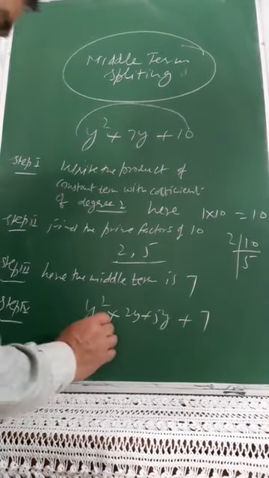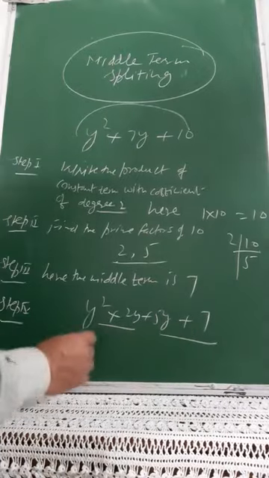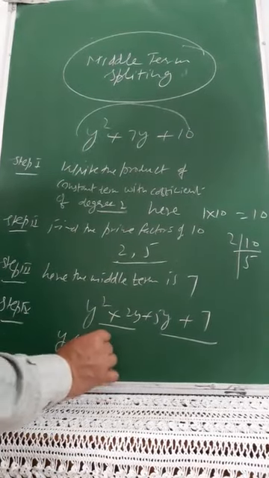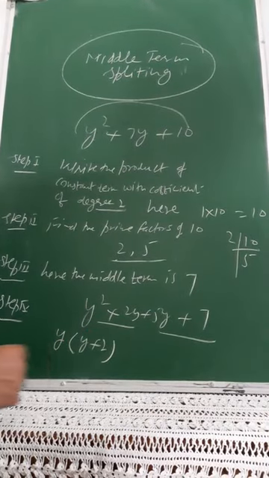Then what you can do is you can select the first two and the last two terms. In the first two, y is common, so y plus 2 will be there inside the bracket.